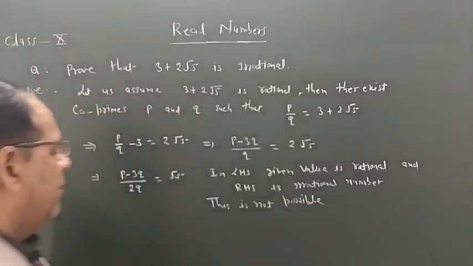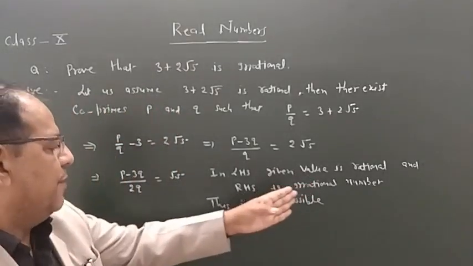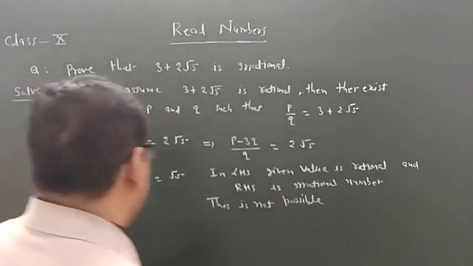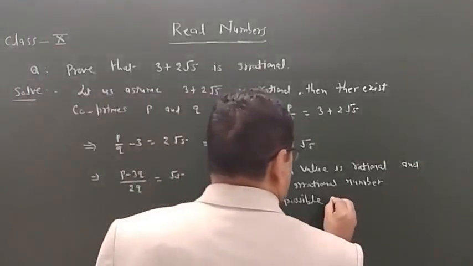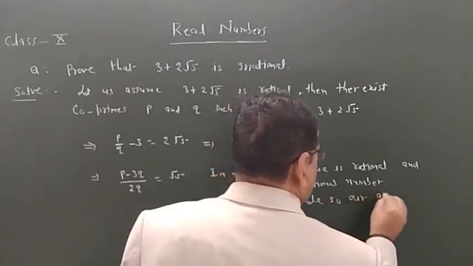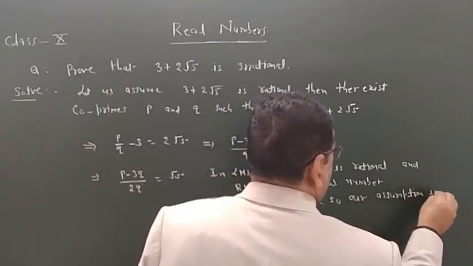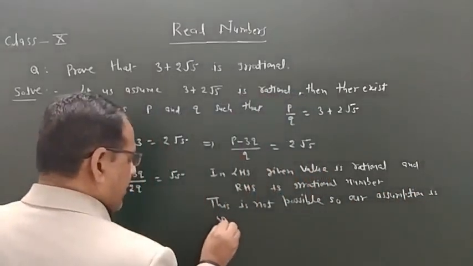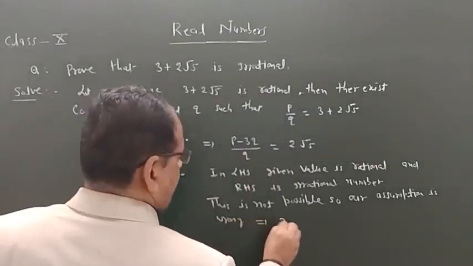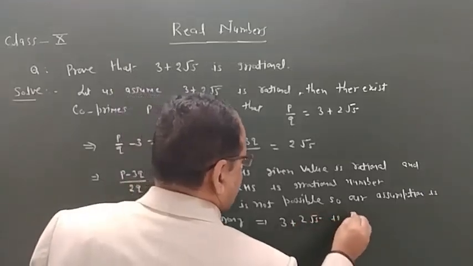According to the condition of the equation, the left hand side is rational, and the right hand side can never be rational. Two different kinds of numbers cannot be equal. This implies that our assumption is wrong. This implies that 3 plus 2 under root 5 is irrational.